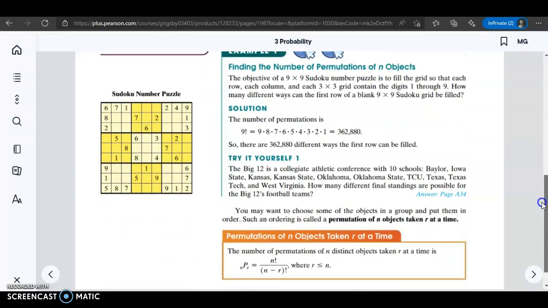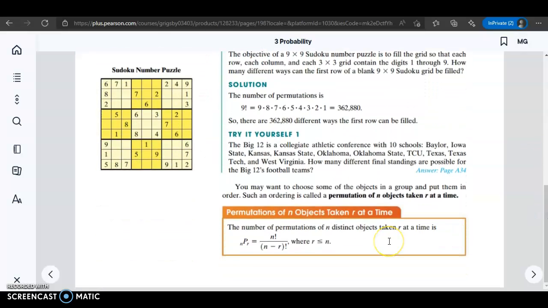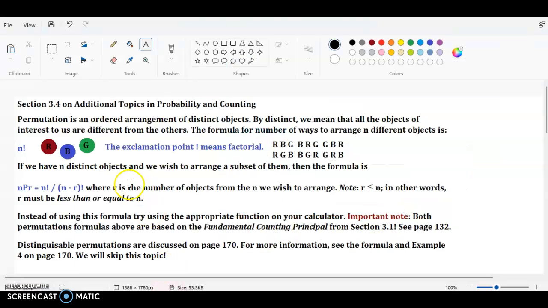The next topic also involves permutations, but it's specified by saying that we're taking a permutation of n objects r at a time. In other words, if we have n distinct objects and we wish to arrange a subset of them, then the formula is nPr, where the P stands for permutation, equal to n factorial divided by (n minus r) factorial.